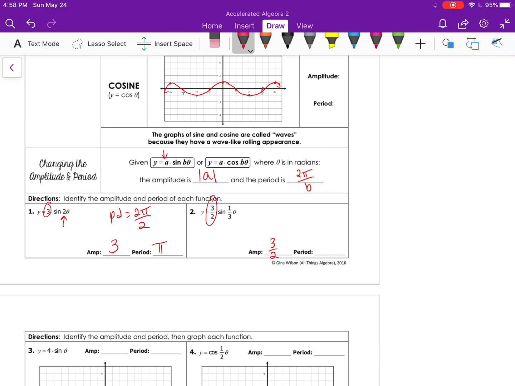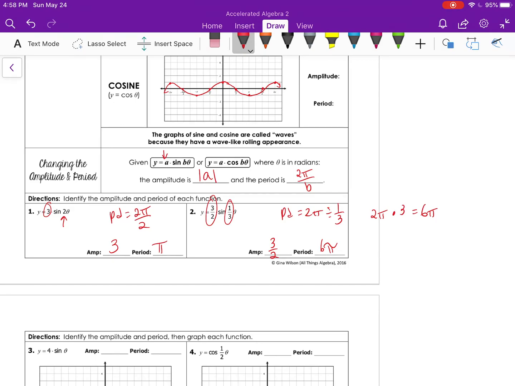All right, next one, my amplitude once again, just the number right up front, so 3 over 2. Period is going to be 2 pi divided by the b value, which in this case is a third. Whenever I deal with fractions, I write it out the old school way. So that becomes 2 pi times, and I have to reciprocate it. And so I get 6 pi.